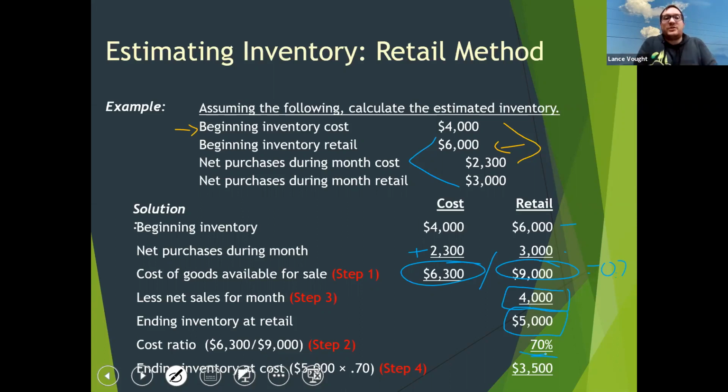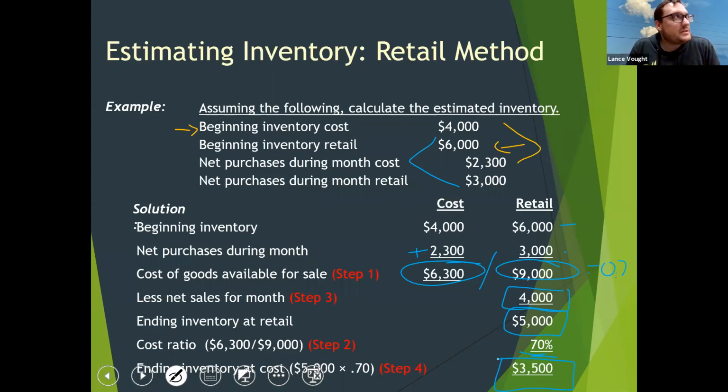So to finally determine what the actual value of your inventory is, you take that cost ratio and multiply it times the ending inventory at retail. So when you do that, you take 70% times 5,000, and you estimate that your inventory is worth $3,500 at the end of the month.